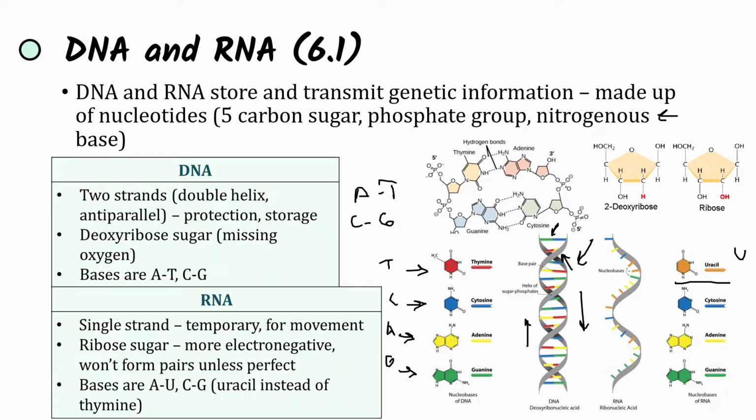Meanwhile, RNA is a single strand, and this is because it's made for temporary use. And it has a ribose sugar rather than deoxyribose sugar, and the bases are A, U, C, G because RNA does not have thymine, it has uracil instead. So the base pairing also changes up a little bit.